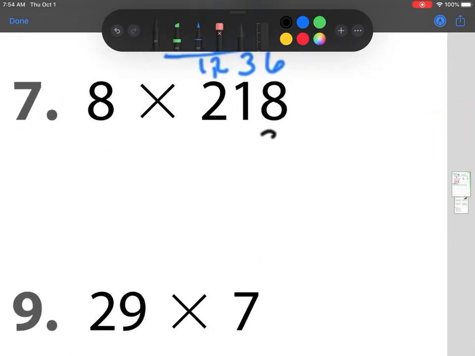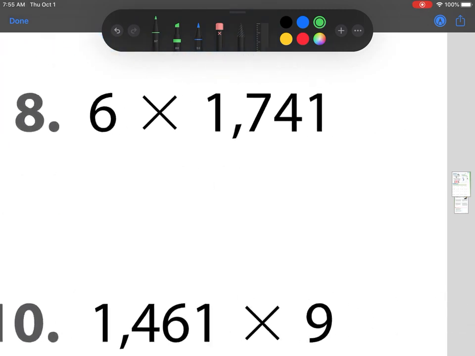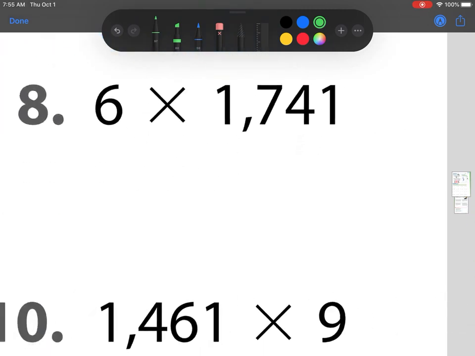Number 7, rewriting it. And I'm going to use my standard algorithm of 8 times 8 is 64. So I put that 6 down, regroup the 6. 8 times 1 is 8, plus 6 is 14. So write that 4, regroup the 1. And then 8 times 2 is 16, plus 1 is 17, 1,744.